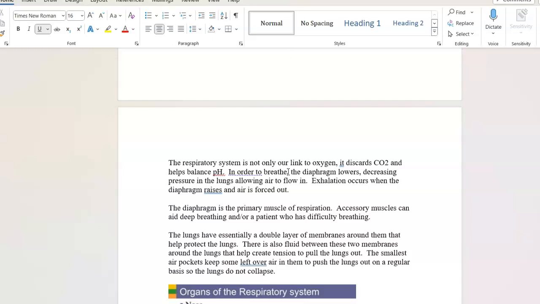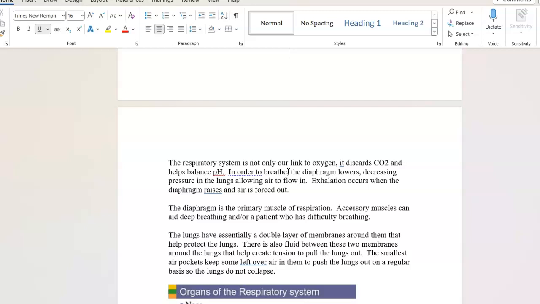Unless you're talking about very forced breathing. Our patients that have maybe emphysema or asthmatics, or if you go work out, you can use what are called accessory muscles. Those are the muscles in the neck and the intercostal muscles, which allow us to increase the capacity so we can bring more air in and we can push more air out.